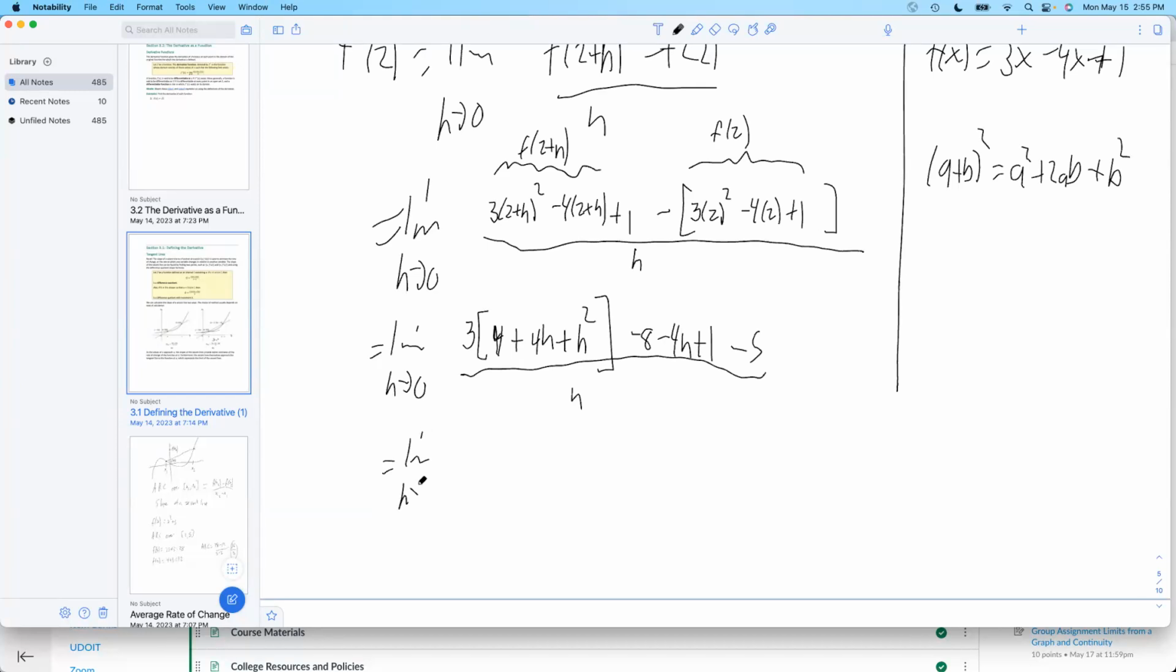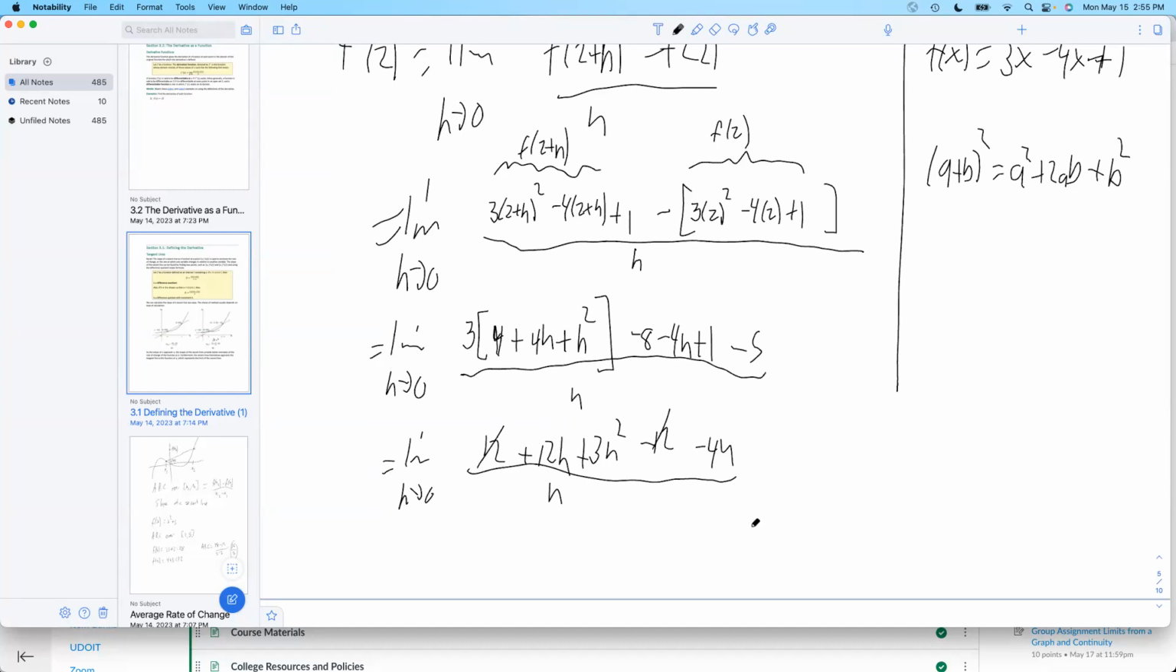So limit as h approaches 0, what do we get? We get 12 plus 12h plus 3h squared. Let's see, we got minus 8, minus 13 plus 1, minus 12. And then there's that minus 4h. And that's all over h. I think I got everybody. Oh, look, the 12s cancel out. And everybody that's left has an h.